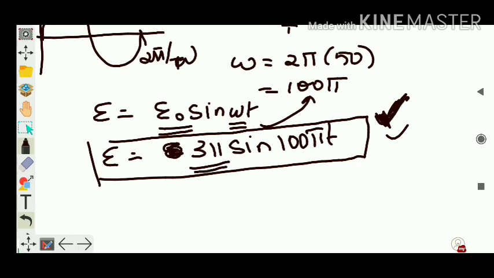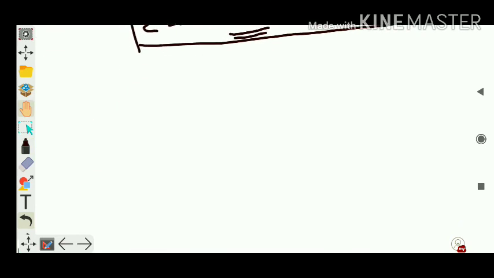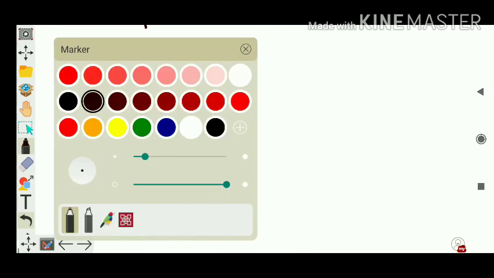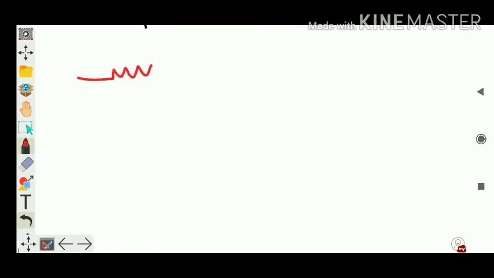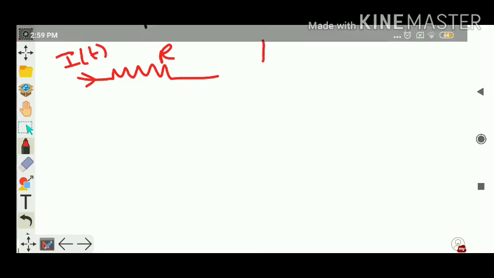Right? Now suppose you are making a layman or an ordinary person understand how this function is happening. That person doesn't know the sine wave, etc., right? So first let's make ourselves understand the concept, right? Suppose this is our resistance R, and the current I of t, which depends upon the time, is flowing.